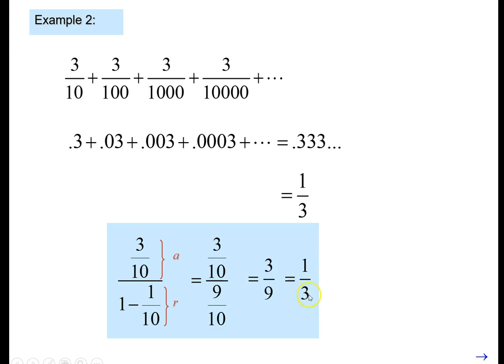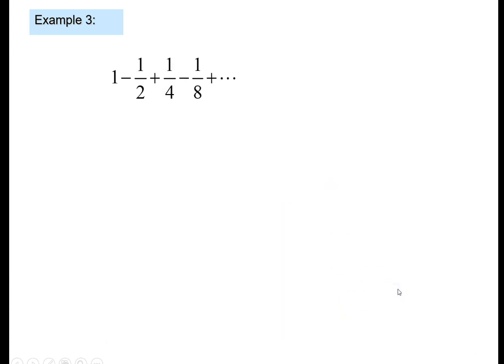But I want you to see an example of an infinite geometric series that does converge because the common ratio was 1/10, which is less than 1, and it got us to the infinite sum of 1/3, which is what we are expecting. Let's do another example.